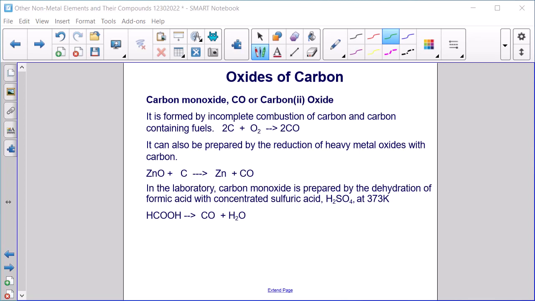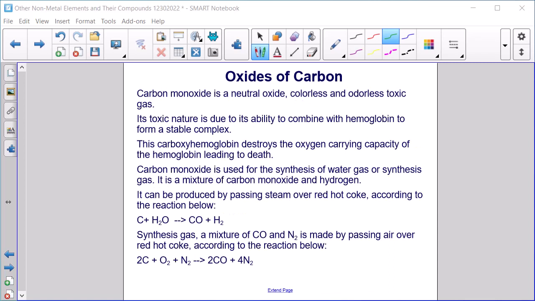In the laboratory, carbon monoxide is prepared by the dehydration of formic acid with concentrated sulfuric acid, H2SO4, at 373 Kelvin. Carbon monoxide is a neutral oxide, a colorless and odorless toxic gas. Its toxic nature is due to its ability to combine with hemoglobin to form a stable complex. This carboxyhemoglobin destroys the oxygen carrying capacity of the hemoglobin, leading to death.